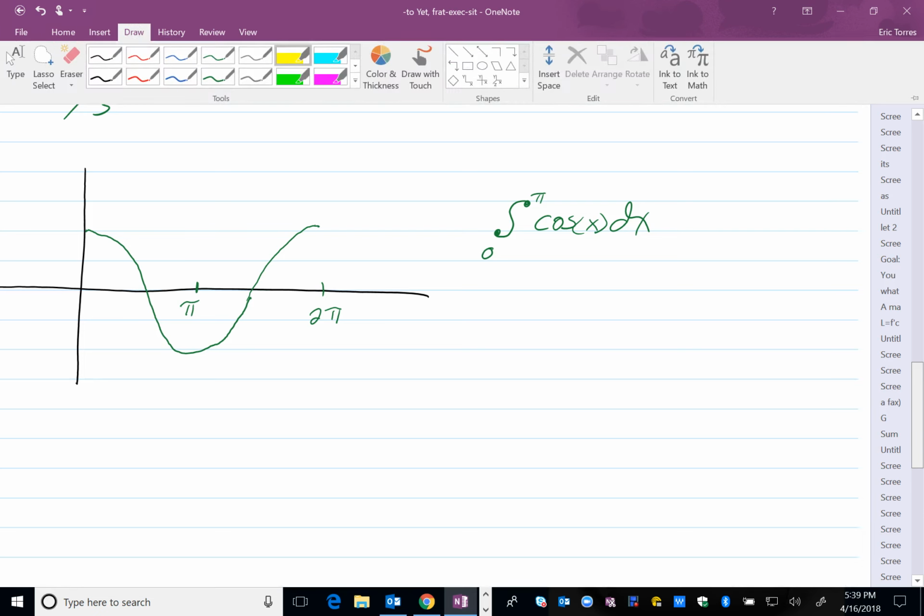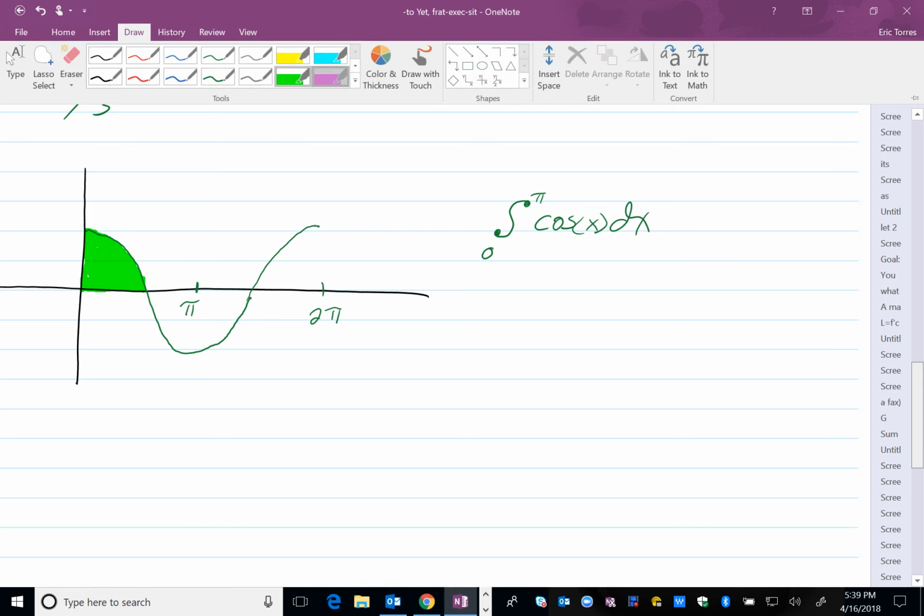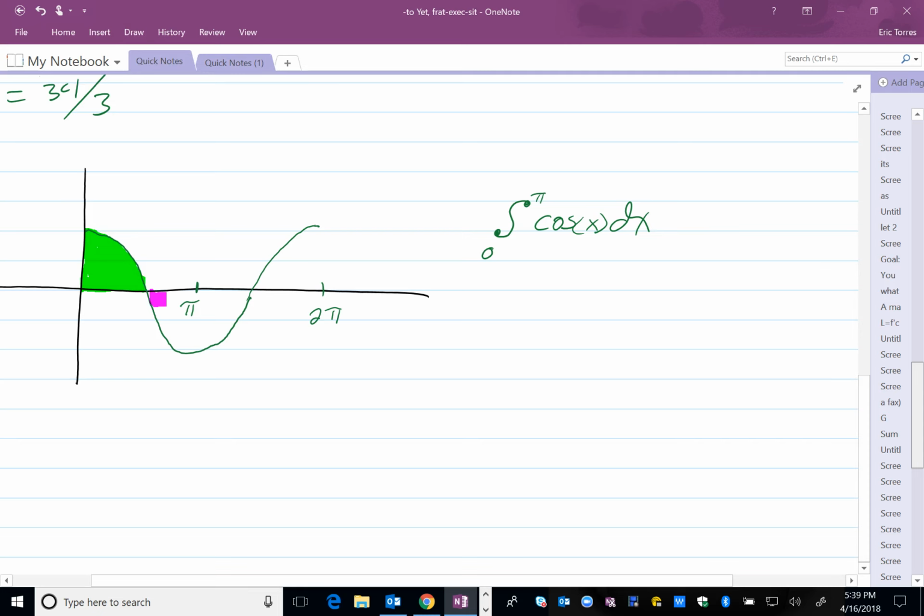Actually, we'll start off calculating this area over here, and height times width, height times width, height times width. But once we cross this point, as we begin to accumulate, what you should notice is that all of your heights are negative. So your accumulation, once we cross that point, which is pi over 2, where cosine equals 0, all of these cosine values are negative, and that accumulation is going to cancel out your positive accumulation.